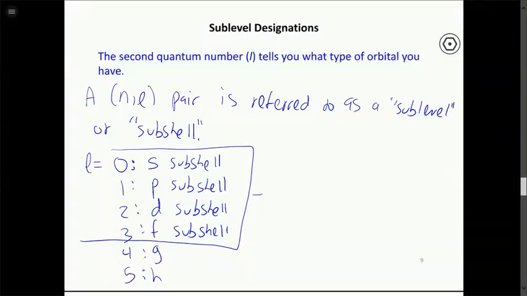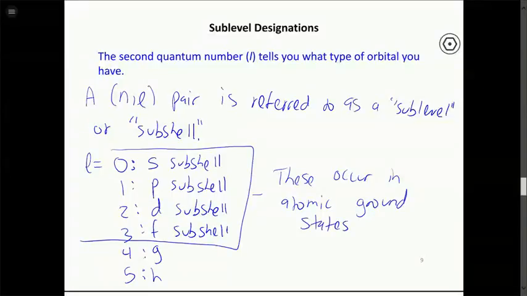These are the ones that are going to occur in atomic ground states. So when we're defining the quantum numbers and the subshells and the orbitals for real atoms, we only have to worry about S, P, D, and F. We don't have to talk about anything higher than that. But that's just the terminology we use. So if you see an S orbital or an S subshell, that tells you that L equals 0. If you see a P, that means L equals 1, D, L equals 2, F, L equals 3. So when you hear those designations, it's referring to that second quantum number, L.